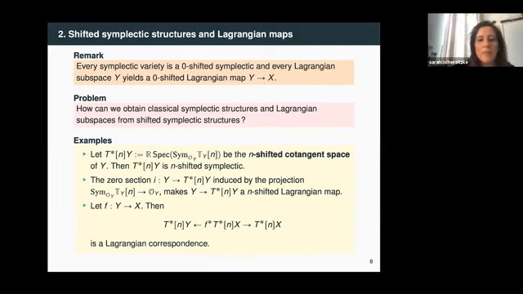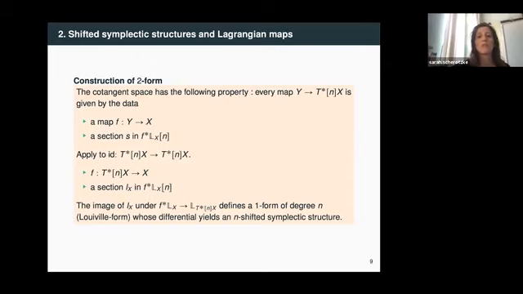Let us make the parallel with the Liouville form construction that we've seen on the first slide. Let me give you a sketch of how we get the two form. It's not very difficult. The difficulty is more, of course, as usual, showing that this two form indeed is non-degenerate. So this shifted cotangent space has the following property.